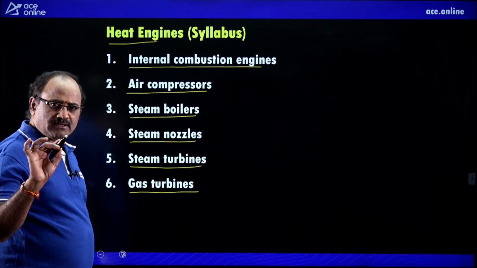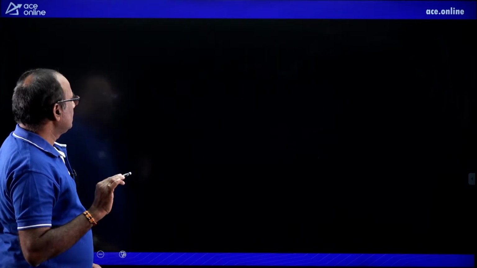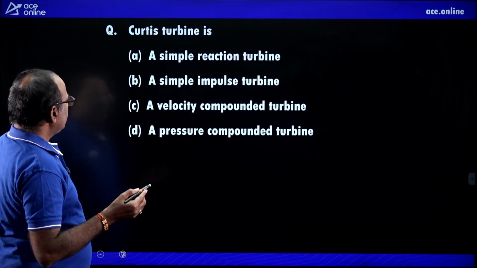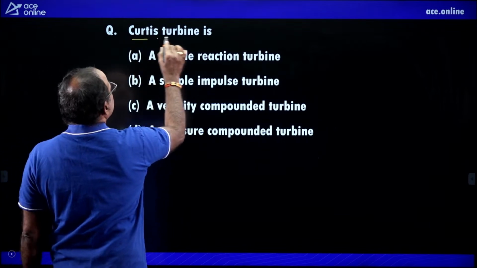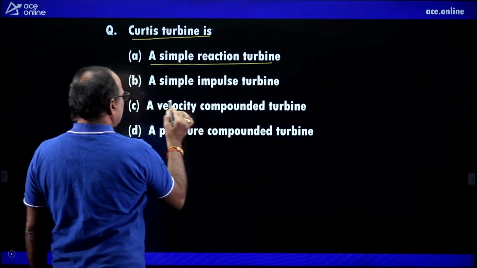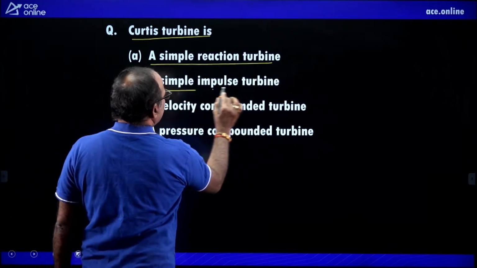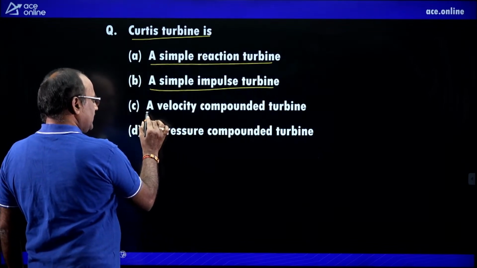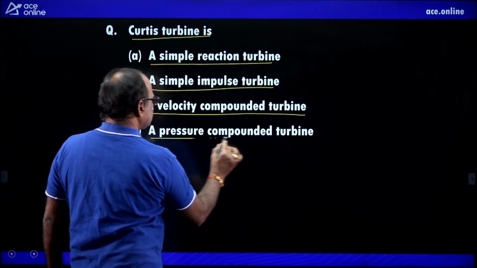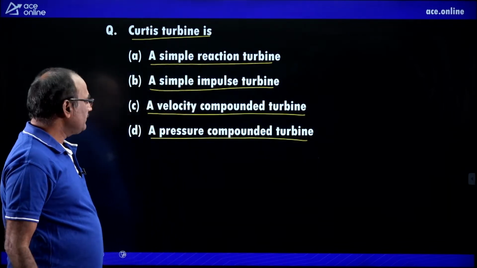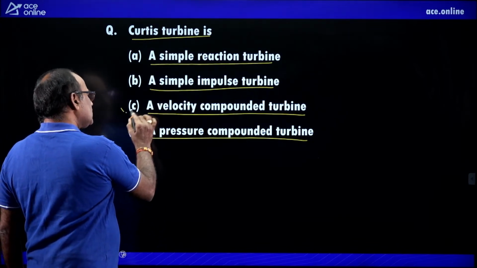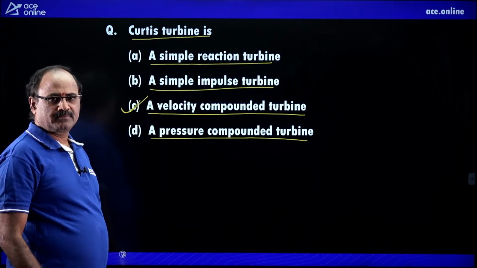Shall I take the very first question? Look at the very first question. Read it clearly. Curtis turbine is: option A, a simple reaction turbine; option B, a simple impulse turbine; option C, a velocity compounding turbine; option D, a pressure compounded turbine. What is the answer for this? Yes, Curtis turbine is the velocity compounded impulse turbine.